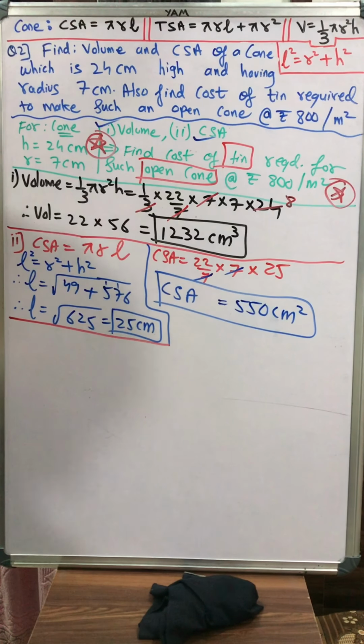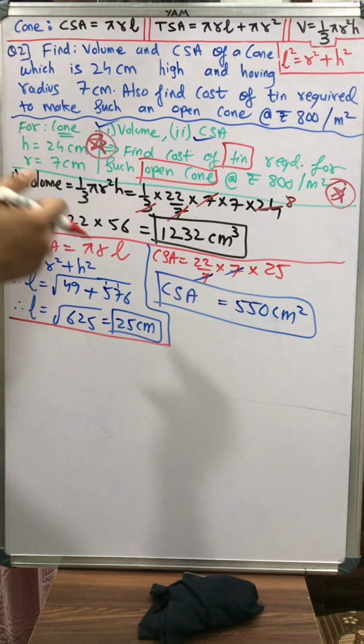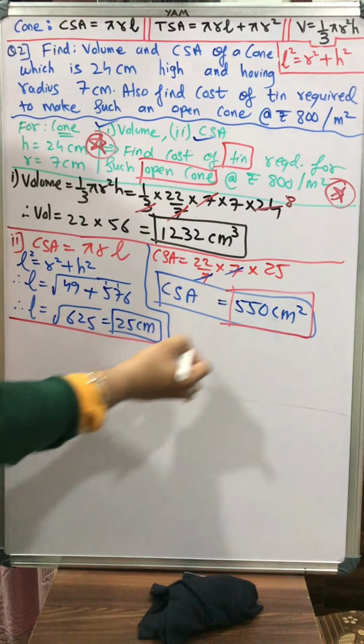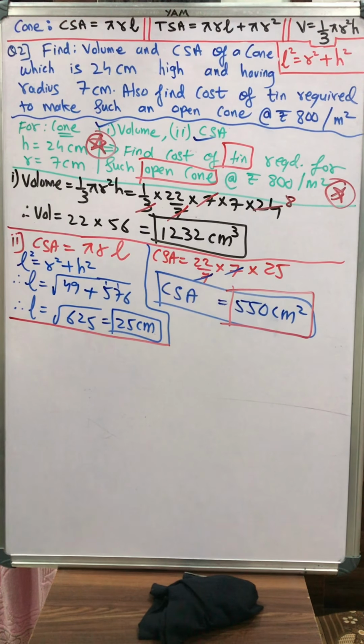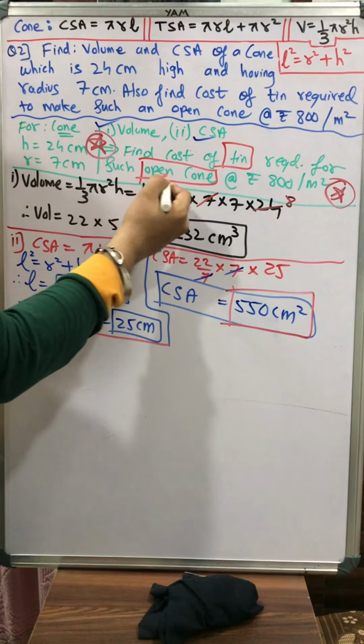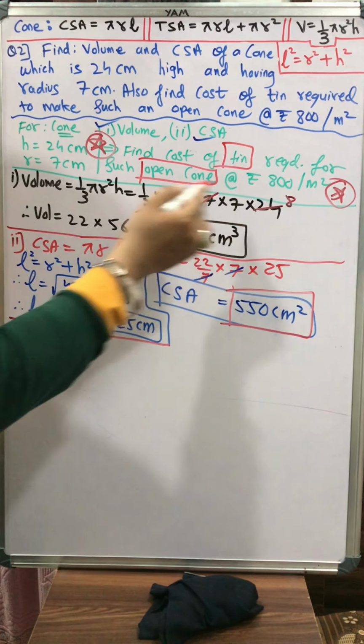Just equal to the curved surface area. Okay, so do we know the curved surface area? Yes, just now we calculated that our curved surface area is 550 centimeters square. Just now we calculated, students. Okay, what else is given to us? Find the cost of tin required for such an open cone at rupees.